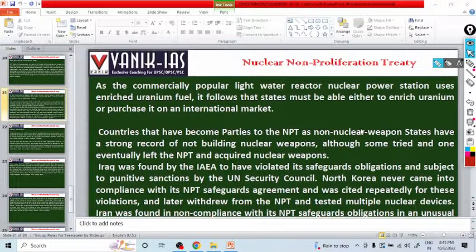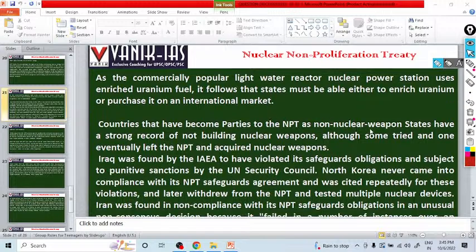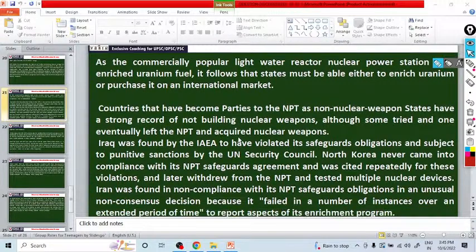The commercially popular light water reactor nuclear stations use enriched uranium fuel. It follows that a state must be able either to enrich uranium or purchase it on an international market. So either because the reactors need uranium they can enrich the uranium, or they can purchase enriched uranium from the market. Countries that have become party to the NPT as non-nuclear weapon states have a strong record of not building nuclear weapons, although some tried and one eventually left the NPT and acquired nuclear weapons, that is North Korea.